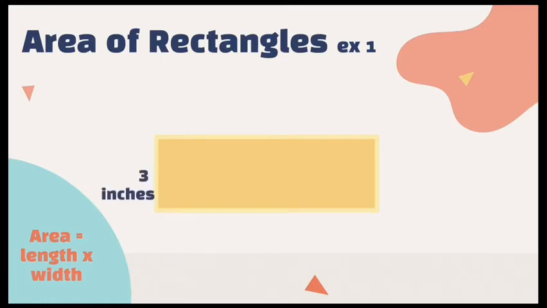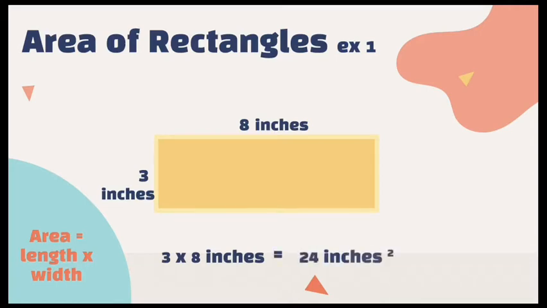So the short side, the width, is 3 inches, and the length here is 8 inches. So all we have to do is multiply them together. 3 inches times 8 inches, and we get 24 inches squared. So we need to make sure our units are squared because we're multiplying inches by inches. So inches times inches is inches squared.